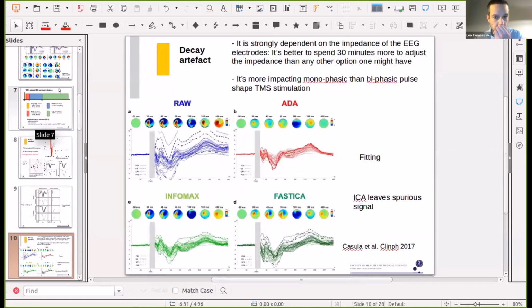The decay artifact, as I said, affects the channels that need to discharge after the strong pulse. We can deal with it if we prepare the EEG channels properly. So if the impedance between the EEG channels and the skin is properly done, then this artifact is almost absent, even though it can remain a little bit more during monophasic stimulation. I'm showing a paper where they tried different methods to clean it afterwards when the data were contaminated by the decay artifact, and all the ICA methods that they used were leaving some spurious signal.